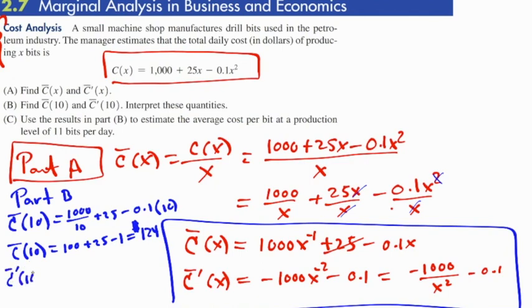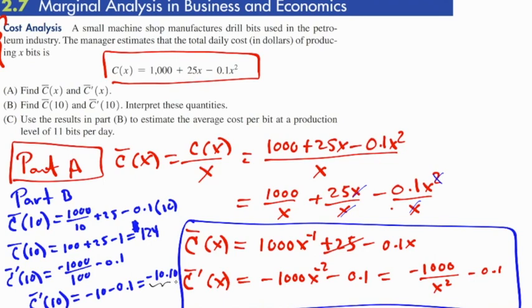Marginal average cost at 10 would give us negative 1000 over 10 squared, so that's negative 10, minus 0.1. C bar prime of 10 would be equal to negative 10 minus 0.1, which is negative 10.10. And what this negative 10.10 is telling us is that the cost per bit is decreasing by $10.10 per bit at this production level.